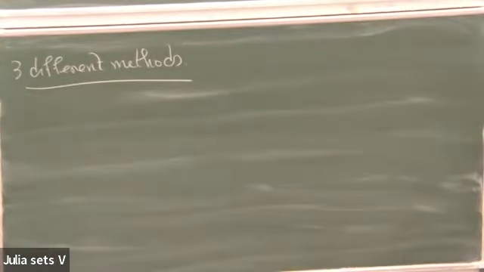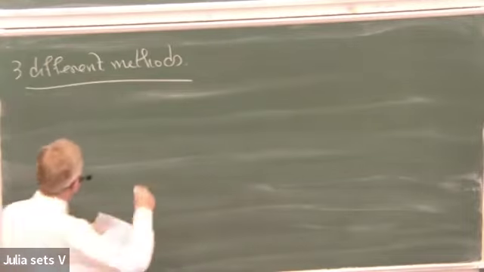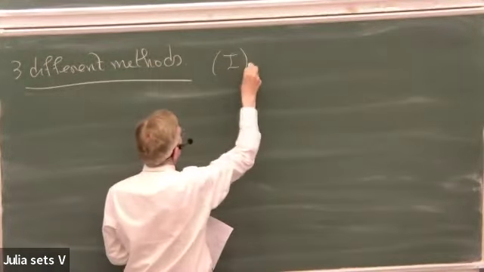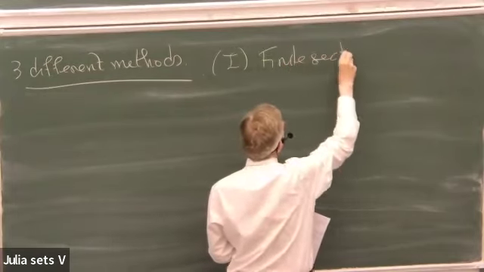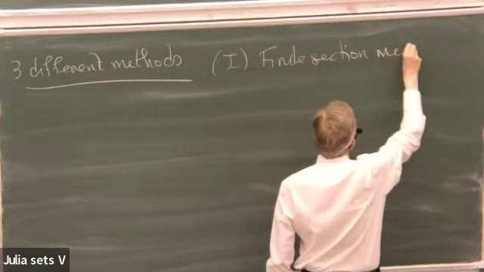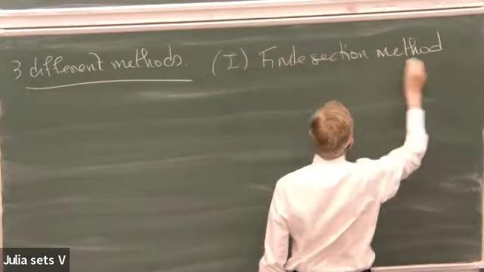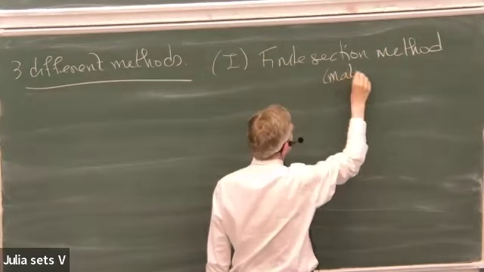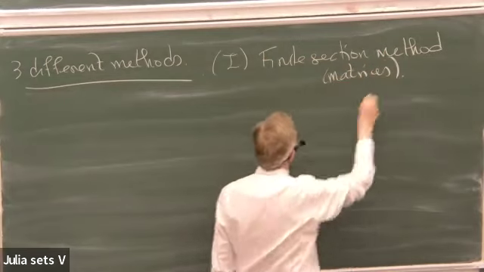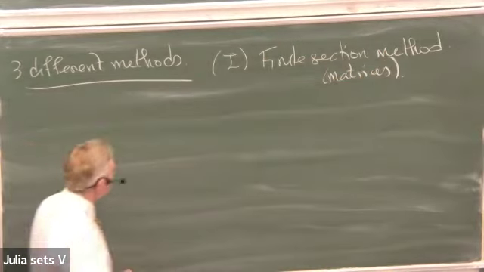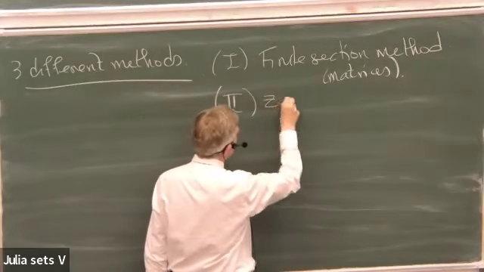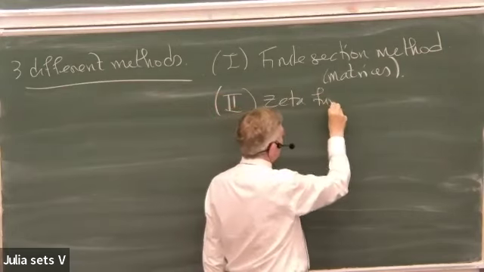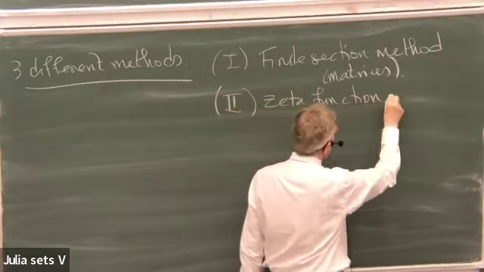Two of them are actually from this millennium, so that's kind of more relevant. And so they're basically what I might call the finite section method, which basically involves looking at matrices. And the second one I will blithely call a zeta function method. It's not really zeta functions, but it's a good thing to write in talks.